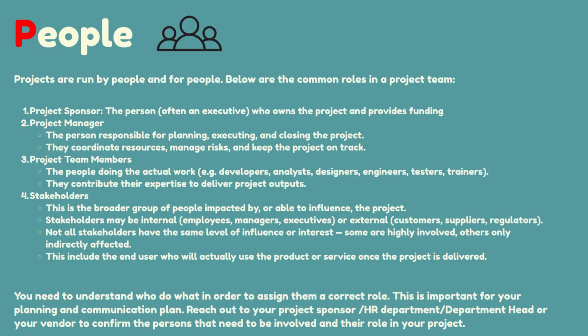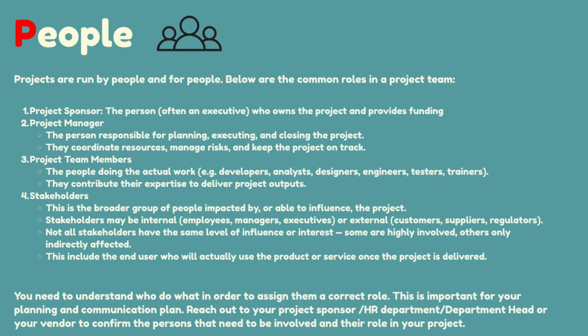Not all stakeholders have the same level of influence or interest. Some are highly involved, others only indirectly affected. This includes the end user who will actually use the product or service once the project is delivered. You need to understand who does what in order to assign them a correct role. This is important for your planning and communication plan.